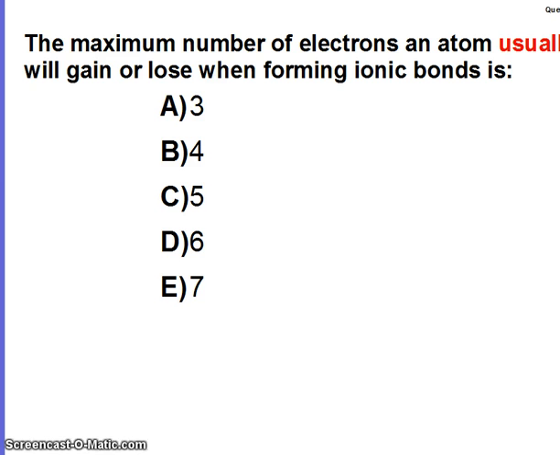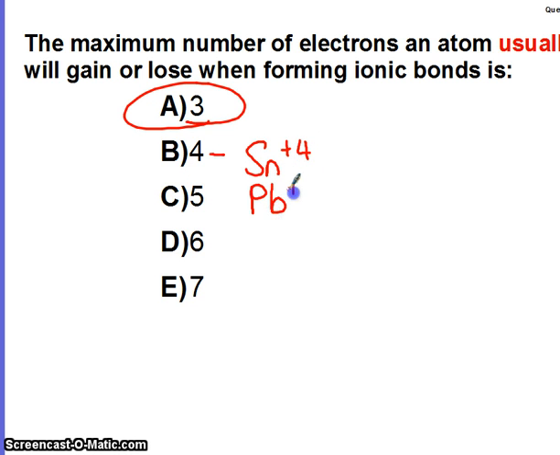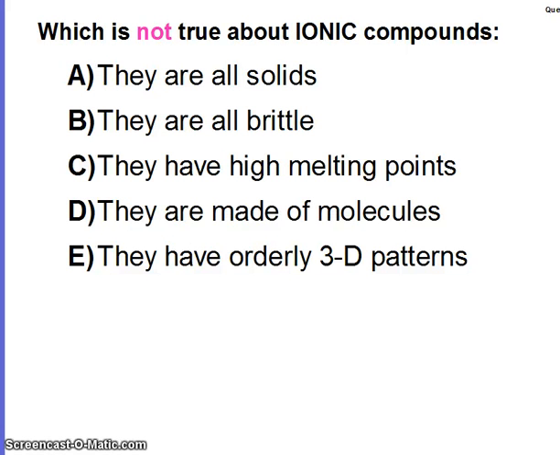Next, the maximum number of electrons an atom will usually gain or lose, typically 3. It is true you can get a couple of 4s, like tin-4, lead-4. In fact, I've seen chromium-6. But for purposes of what typically happens, you're usually going to see no more than 3 gained or 3 lost when they form ions. Next, which is not true about ionic compounds.